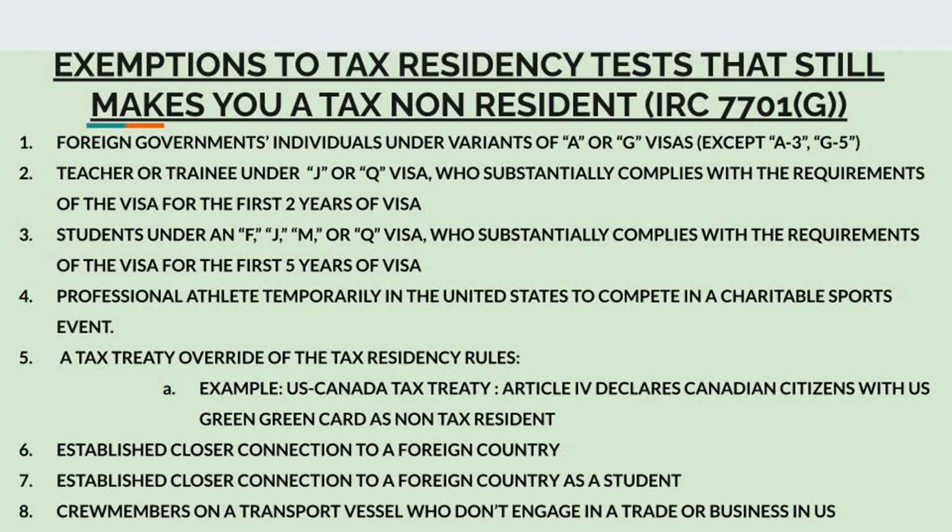The seventh one has to do with establishing a closer connection to a foreign country as a student. So this one is similar to the previous one. There's a slight difference because you're a student, and because of that you're typically under the F/J visa, but in this scenario you probably have gone above the 5 years, but you're able to still argue that you should be treated as a non-resident. The last one has to do with crew members on a transport vessel who don't engage in a trade or business in the United States.